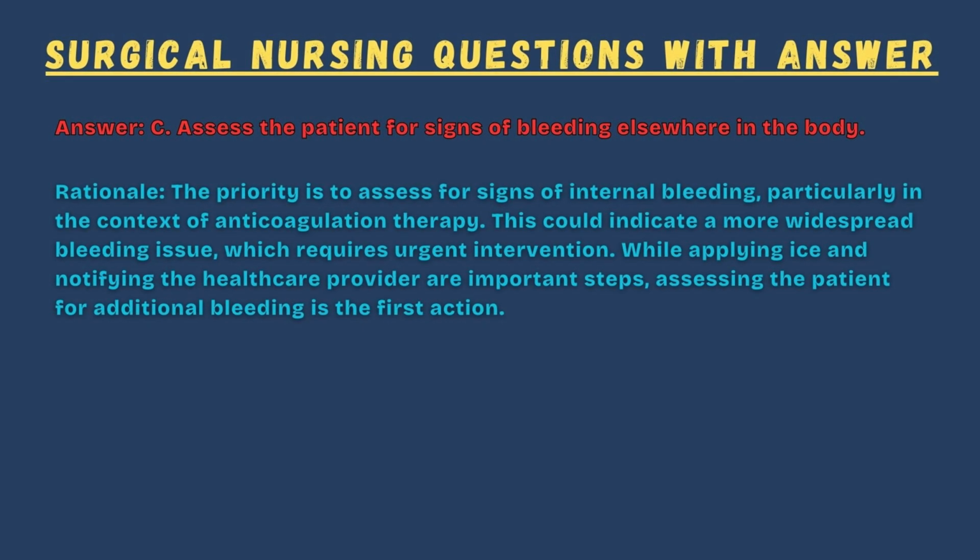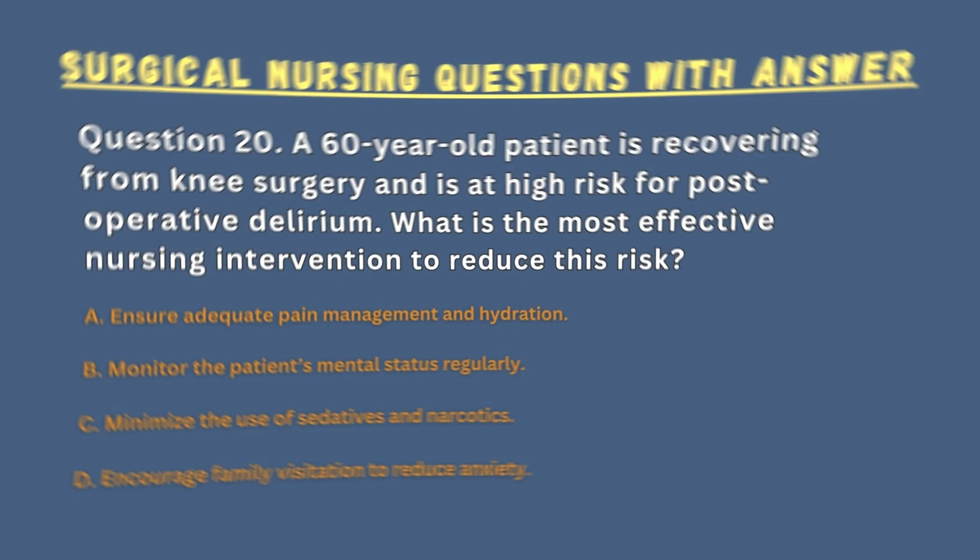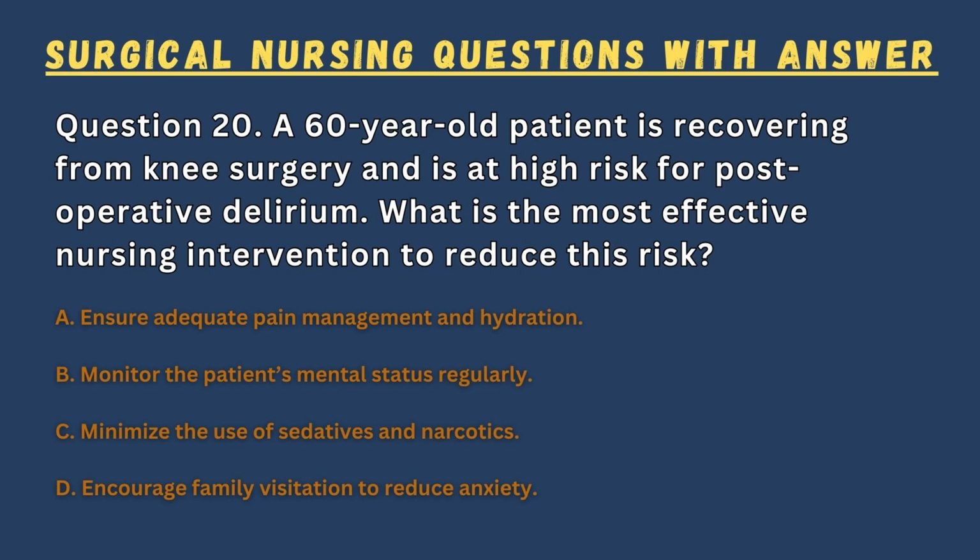Answer. C. Assess the patient for signs of bleeding elsewhere in the body. Rationale. The priority is to assess for signs of internal bleeding, particularly in the context of anticoagulation therapy. This could indicate a more widespread bleeding issue, which requires urgent intervention. While applying ice and notifying the healthcare provider are important steps, assessing the patient for additional bleeding is the first action.